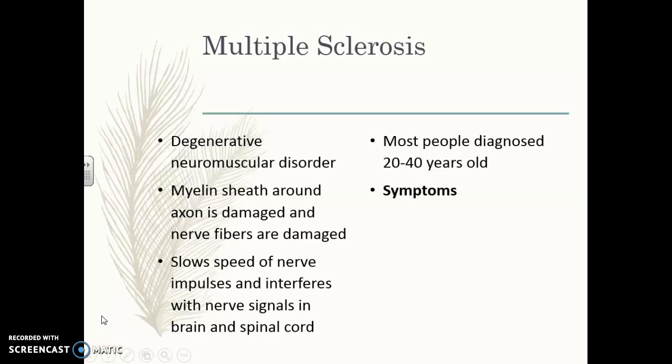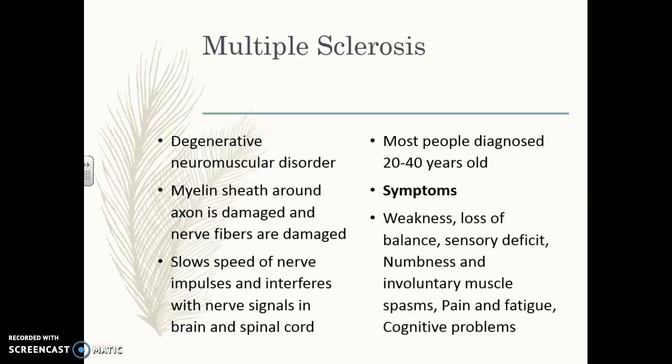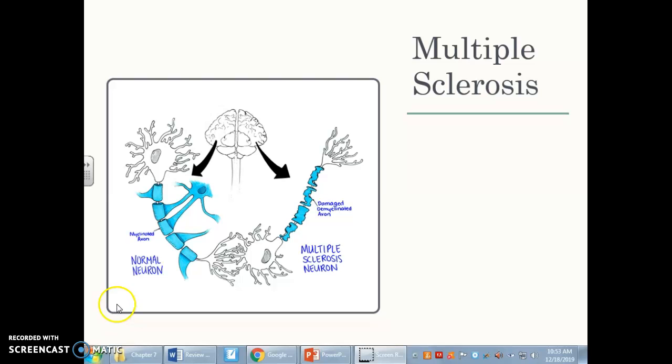Symptoms: how would one know if they have multiple sclerosis? So weakness, muscle weakness, a loss of balance, a sensory deficit. So if you have numbness or tingling in a hand, involuntary muscle spasms, pain and fatigue, and if you notice cognitive problems.